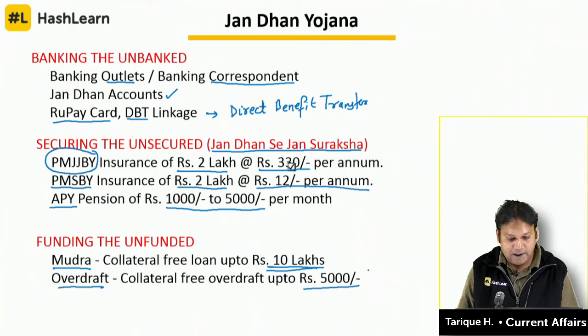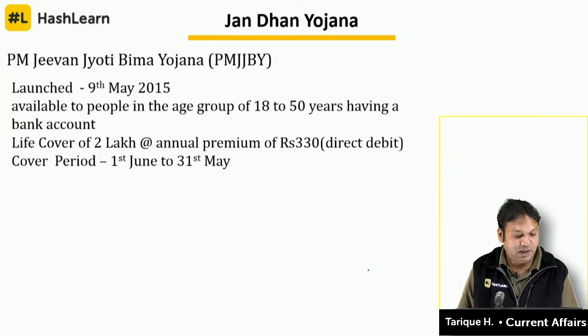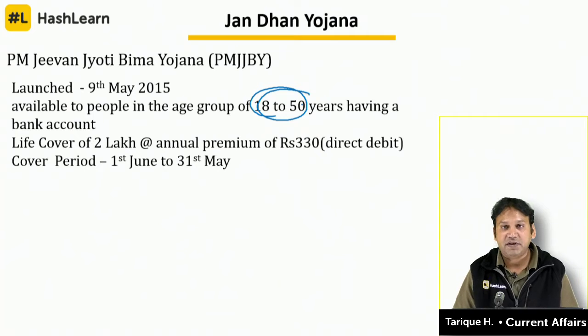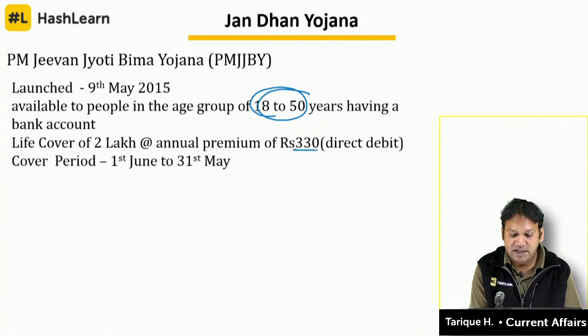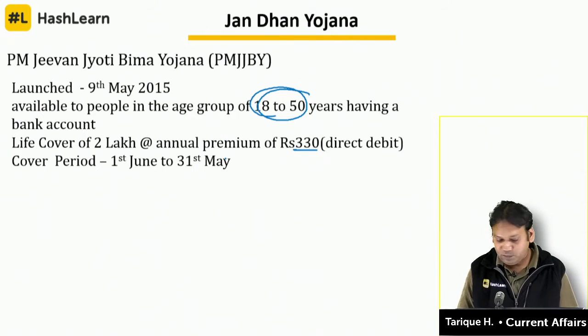Now let's look at the basic details about these yojanas. So Pradhan Mantri Jeevan Jyoti Bima Yojana, all these yojanas were launched in 2015, so don't worry too much about that. And what is the age group? 18 to 50 years is the age eligibility. 2 lakh rupees at 330 rupees, and that can also be deducted directly from your account, direct debit. Cover period is 1st June to 31st May. Already I have spoken about that.